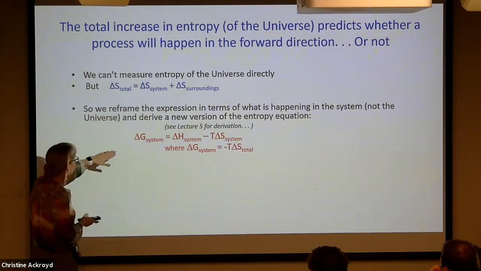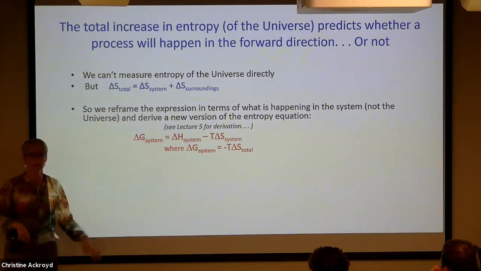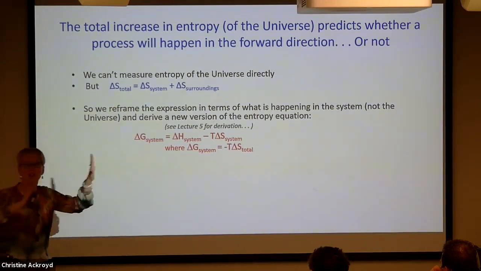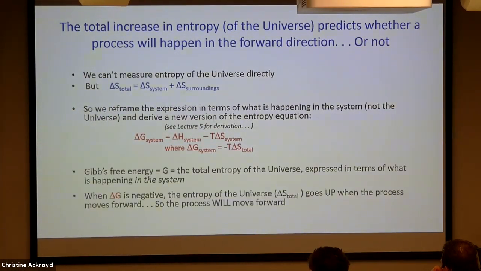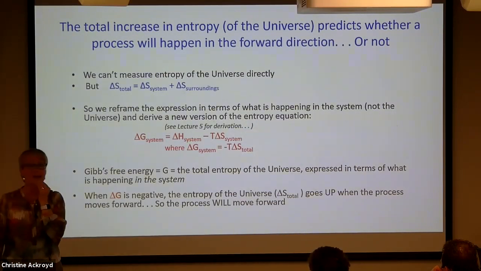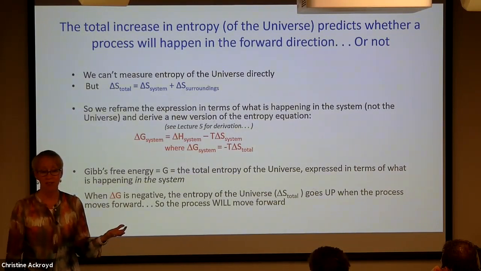So we're kind of obsessed with delta G because when delta G is negative, what does that mean? The process is pushing forwards. Okay. So we know what's going to happen in a reaction by looking at delta G, right?